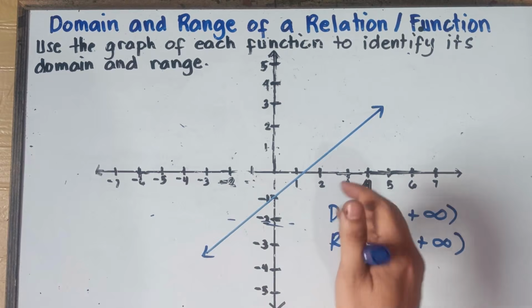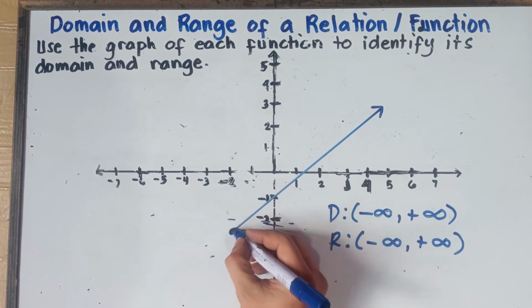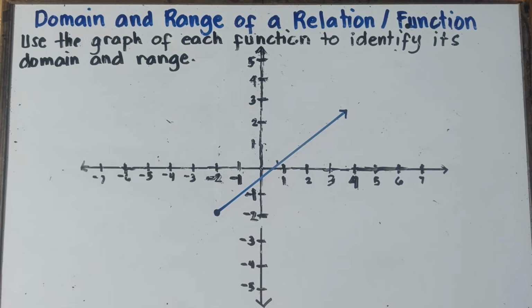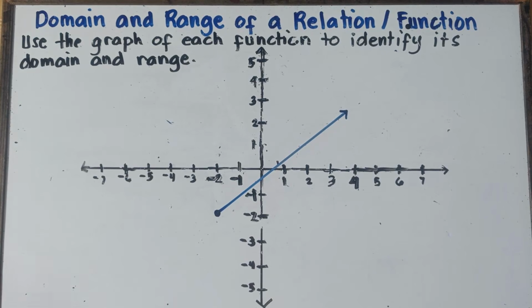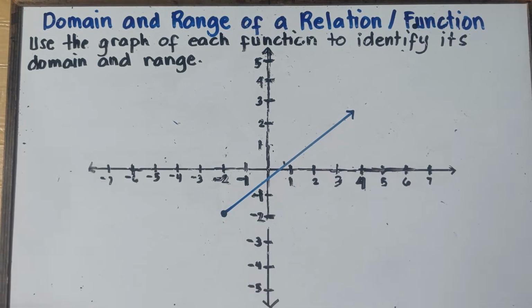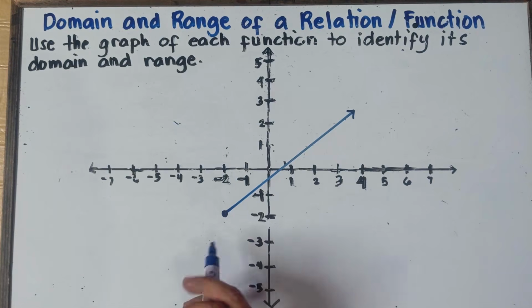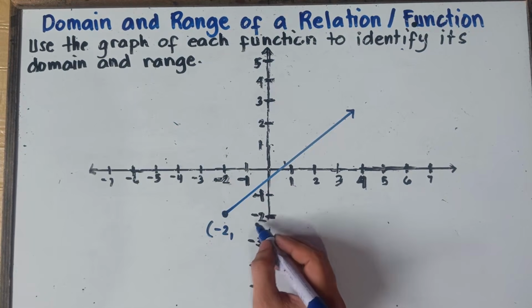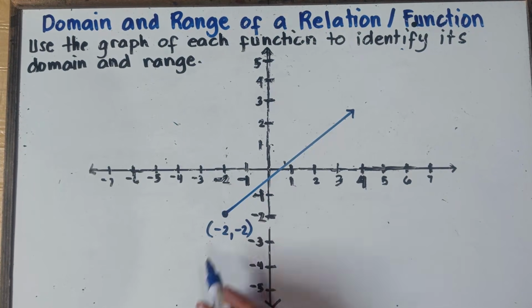What if we have an arrow and then a closed circle? Let's do that. Example number 8. Now, what if you have an example like this, class? You only have a starting point, and then you have an arrow. Of course, we know the given point right here, the ordered pair: x is negative 2, and y is negative 2.